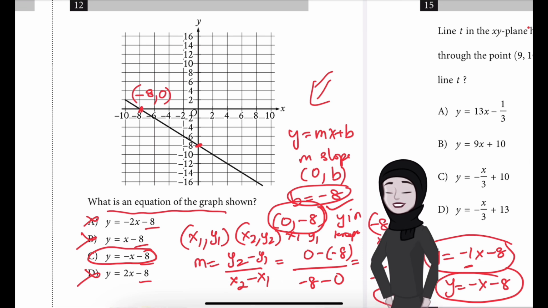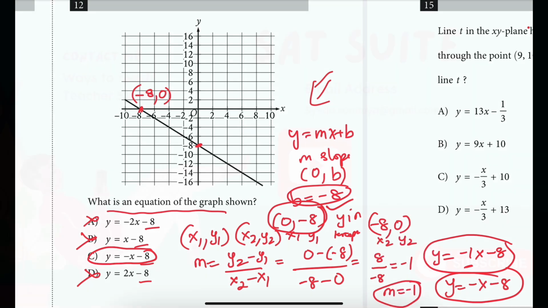So for this problem, you need to know the slope formula, that is y2 minus y1 divided by x2 minus x1. You should know the concept of y-intercept, in other words, where the line is crossing the y-axis. So that is the y-intercept. If you know these two, we can calculate the slope and y-intercept. I hope that's clear.